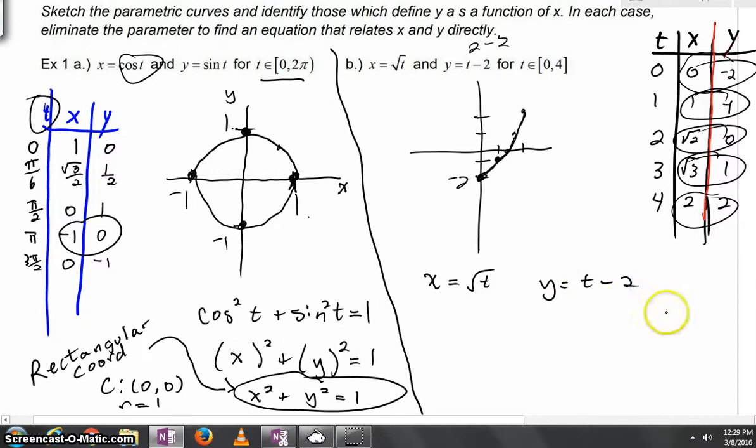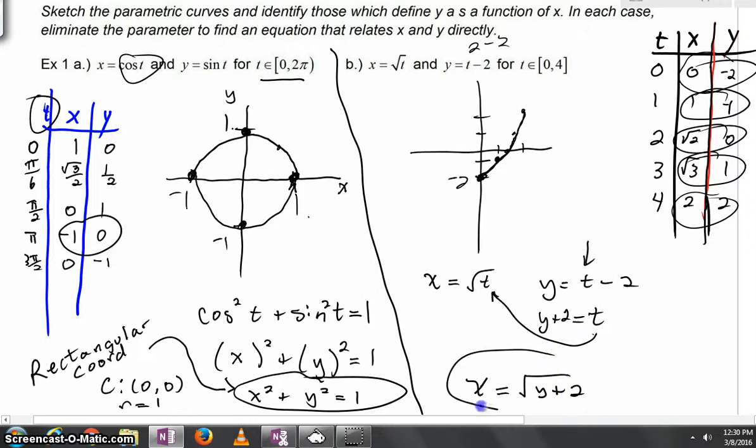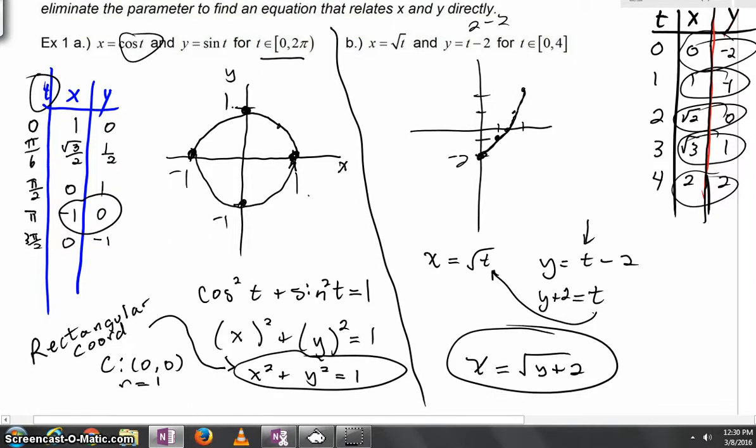Look at your two parametric forms and solve for t. It's easier to solve for t here. In other words, add a 2. And now substitute in. So you'd have x is equal to the square root of y plus 2. This would be more of a standard notation in terms of x and y.